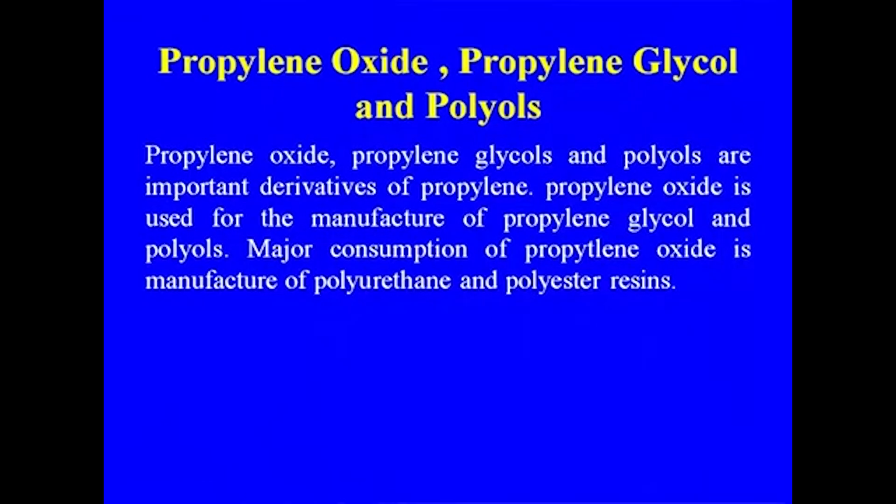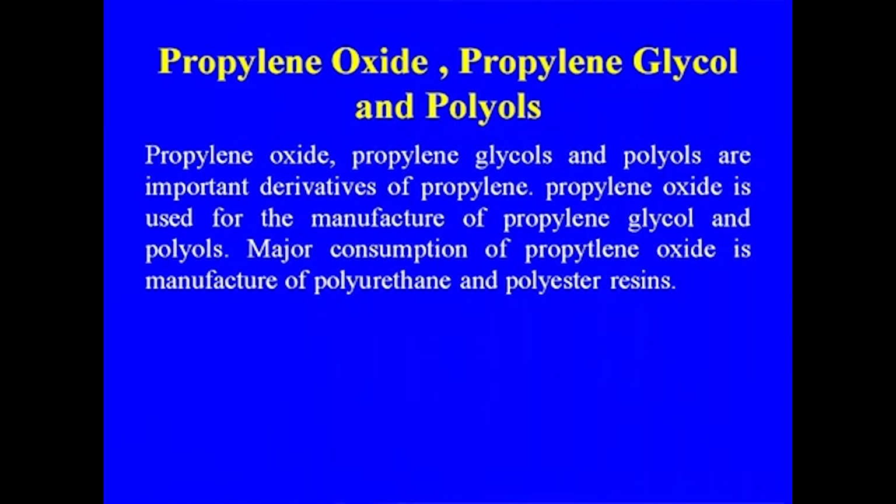So these are the three major products: propylene oxide, propylene glycols and polyols, which we are making from propylene. Other products are also there. But just like in the case of ethylene, where it was ethylene oxide, ethylene glycol and alcohols, here it is polyols. This is important from the polyurethane point of view. Propylene oxide, propylene glycols and polyols are the important derivatives of propylene.